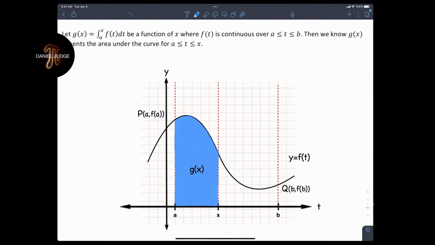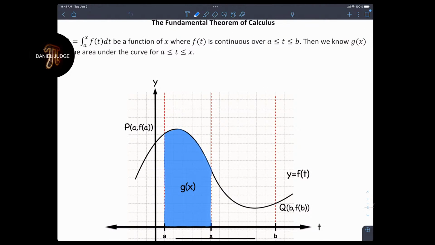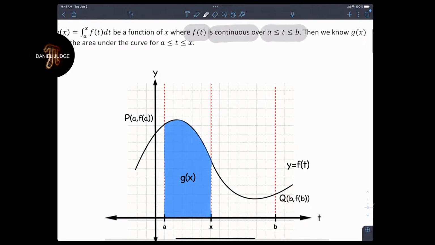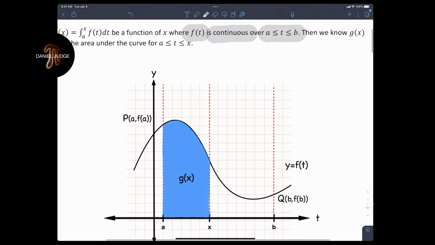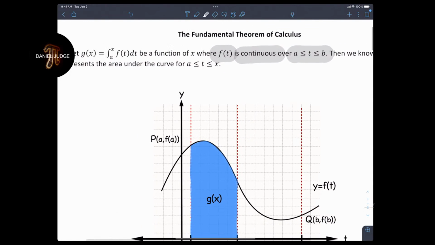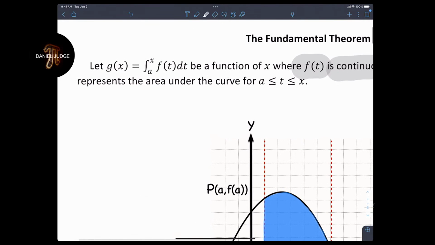So we start with a continuous function over an interval ab. So you have f being continuous over the closed and bounded interval ab. So here's the f curve that you see. Now we're going to define another function called g. Now g is the integral from a to x of that function. So g is actually thought of as sort of an area function.